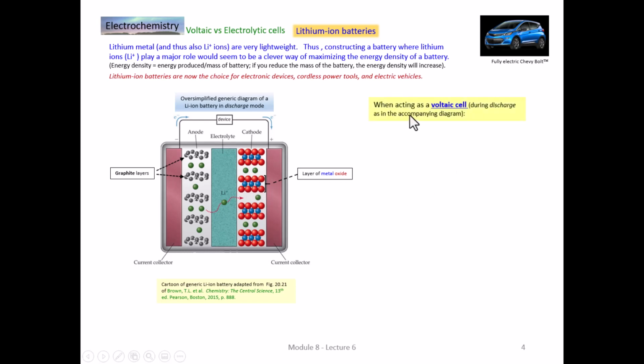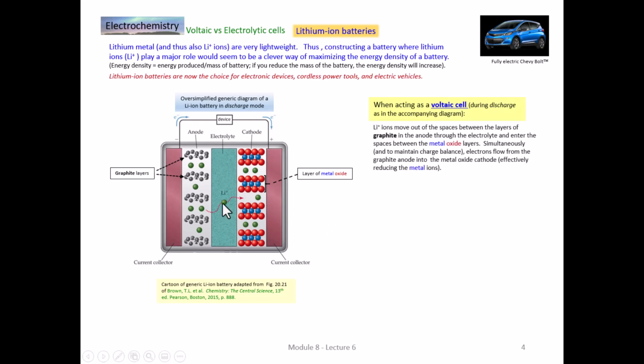Now, when acting as a voltaic cell during discharge, what happens is lithium ions move out of the spaces between the layers of the graphite and move through the electrolyte and enter the spaces between the metal oxide layers. Now, simultaneously, to maintain charge balance, if you've got a positive charge going from left to right, then a negative charge also has to go from left to right to keep the two electrodes perfectly neutral. So this flow of lithium ions is causing a current flow in the outer circuit, which we can use to measure or use to power a device.